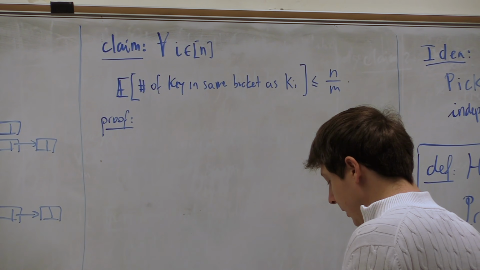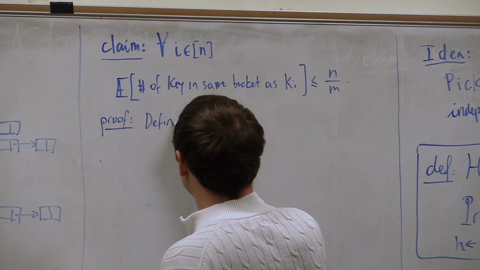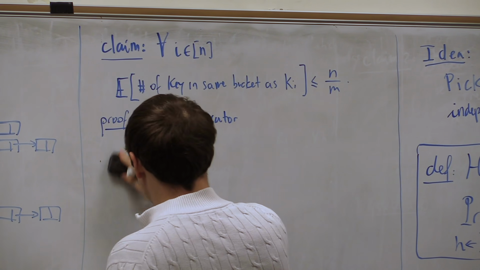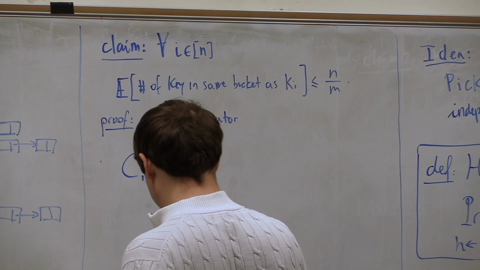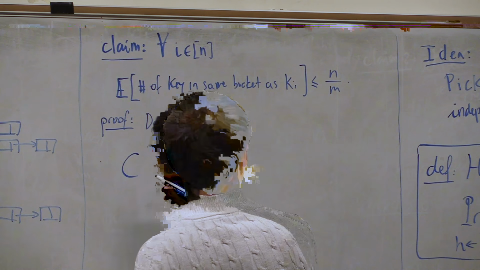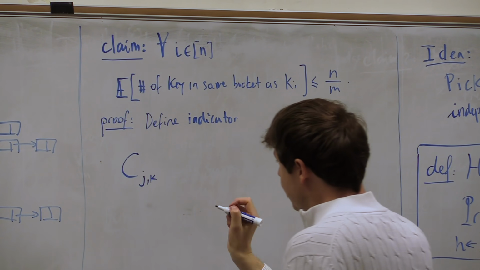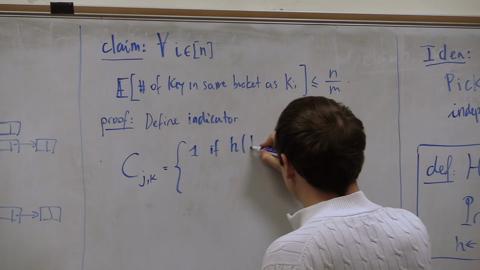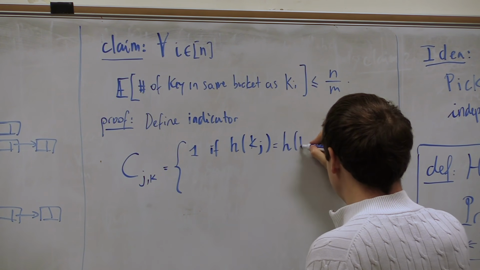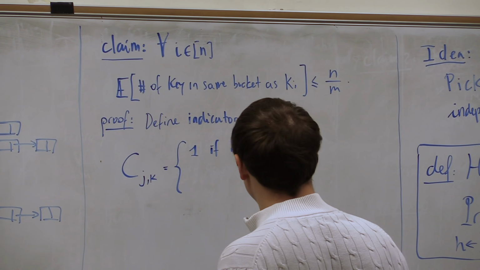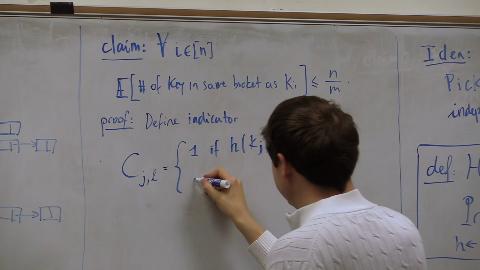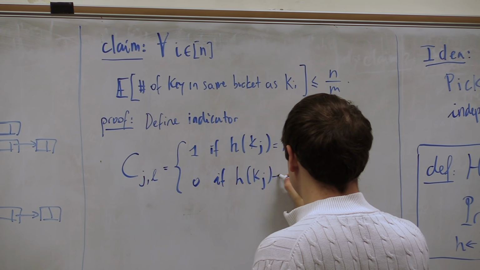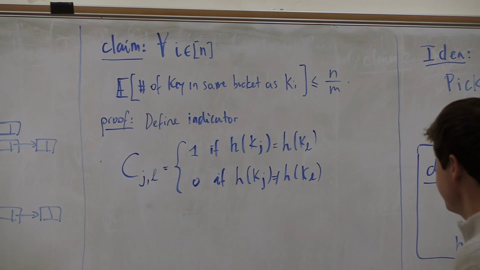So let's define an indicator. Let me call it C for collision. C sub j,l, since I have fixed i, so I'm going to use j and l. C_jl is the indicator that says 1 if h of k_j maps to the same bucket as k_l, and 0 if the jth key and the lth key do not collide.